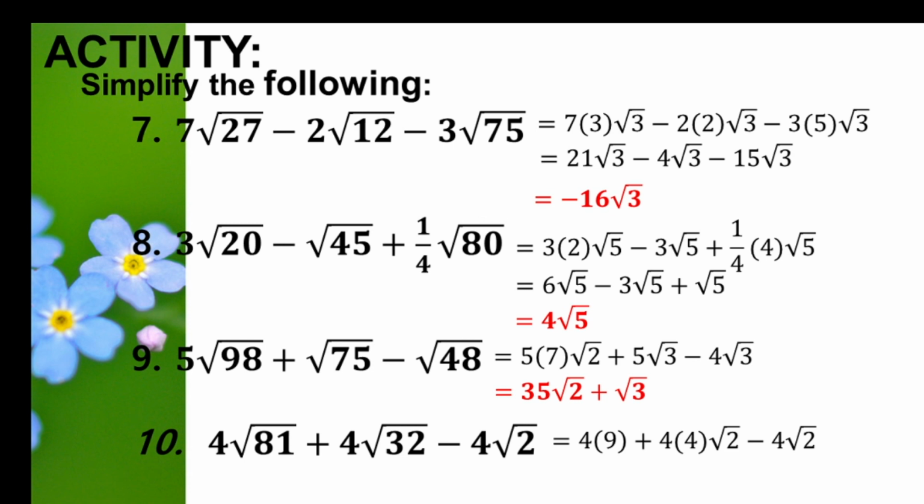So, simplifying further, we have 4 times 9 is 36, plus 4 times 4 is 16 square root of 2, minus 4 square root of 2. 36 is a whole number, so we do not combine it with the radical expressions. So therefore, we are just going to copy down 36 and combine 16 square root of 2 and negative 4 square root of 2. So therefore, we have 36 plus 12 square root of 2.